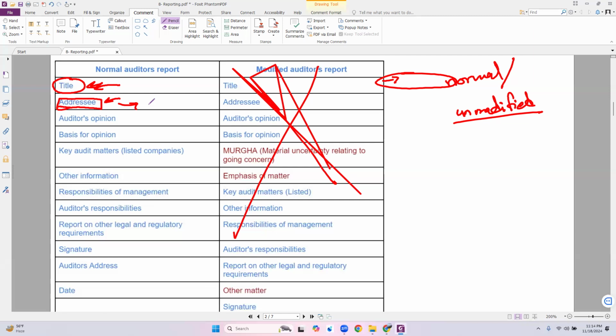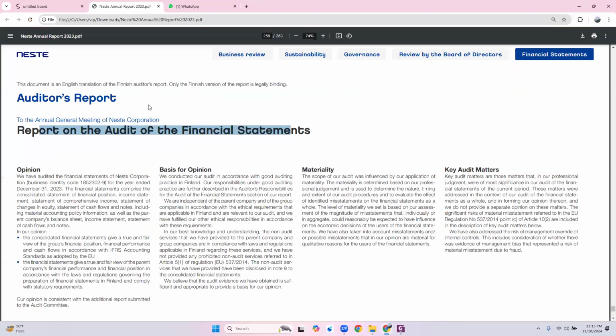And obviously, to whom do we give the report? To all the stakeholders of the financial statements, not just the shareholders. So the specific name used for that within the majority of companies is "to the annual general meeting of Nestle Corporation," because in the annual general meeting, all of the shareholders, the stakeholders, every single person would be present. Got it? So Nestle's auditor has basically taken the addressee as the annual general meeting.